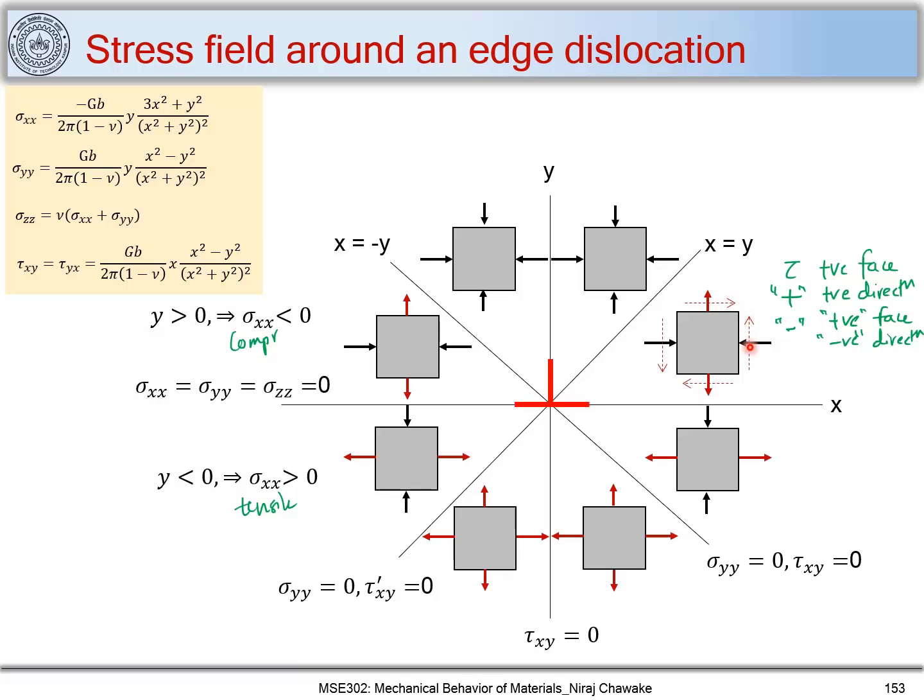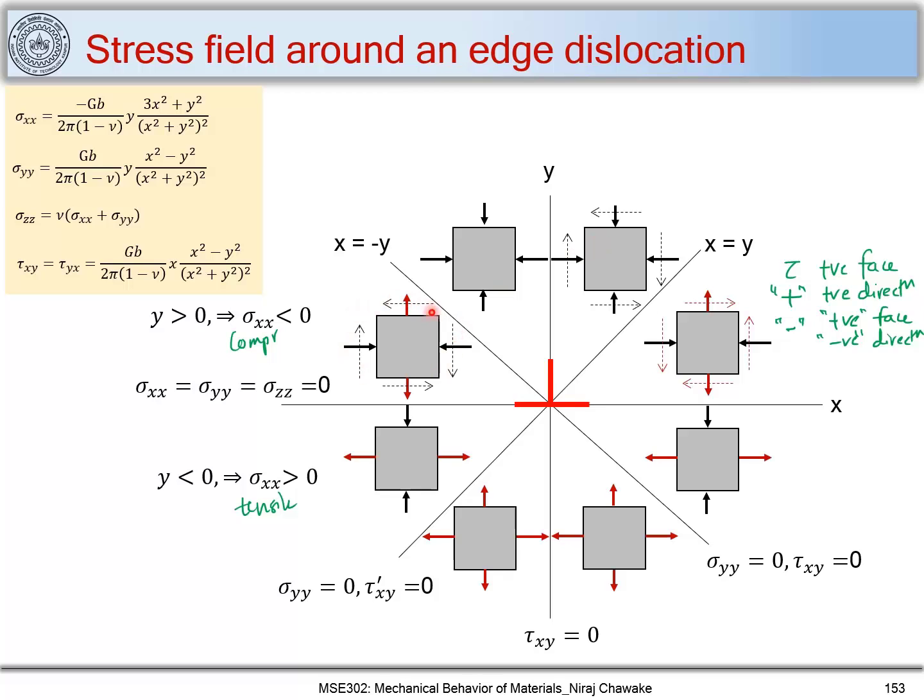Now let's look at here. So here you can say that when x is less than y but x is positive, that means tau xy turns out to be negative. So negative shear stress, how we'll mark, is on a positive face along a negative direction. So this is what the convention is. So we have marked this shear stress in this way, and this shear stress also is acting on a positive face but in the negative direction. So this is a negative shear stress. So we have marked these shear stresses.